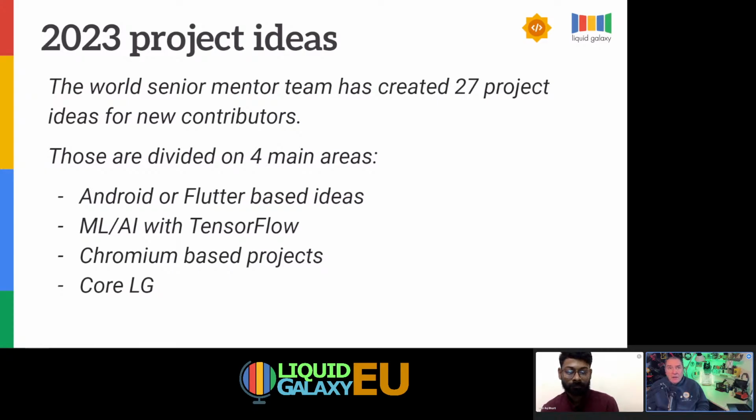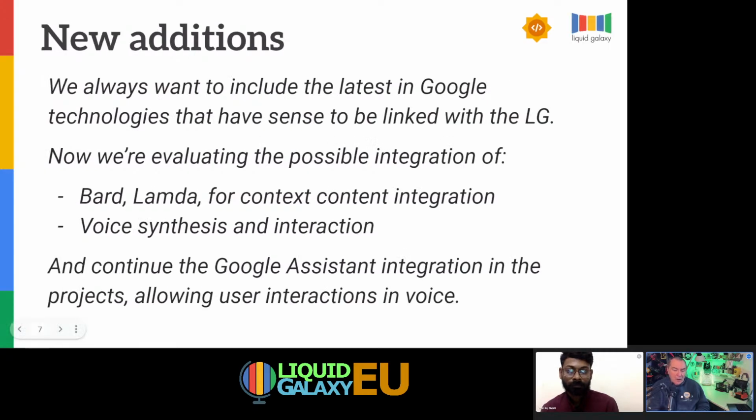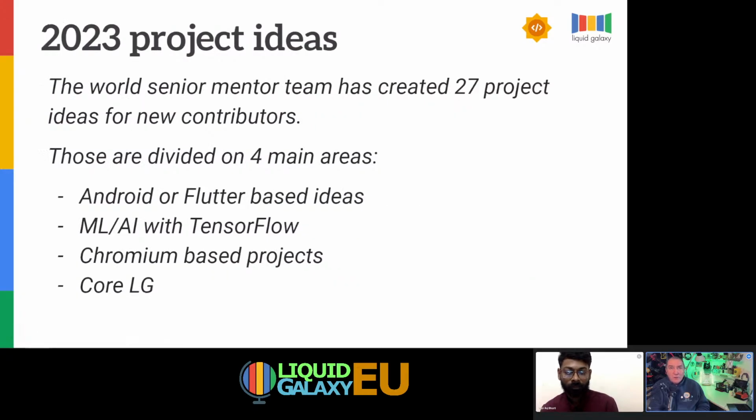So the ideas are mainly divided into 4 main areas: the Android or Flutter based ideas, machine learning and artificial intelligence with TensorFlow, which I will explain why I say with TensorFlow, Chromium based projects, and core LG APIs, SDKs, or whatever kind of core applications for the main Liquid Galaxy application. Those are the 4 main areas. You already have the possibility of seeing these ideas on the website.